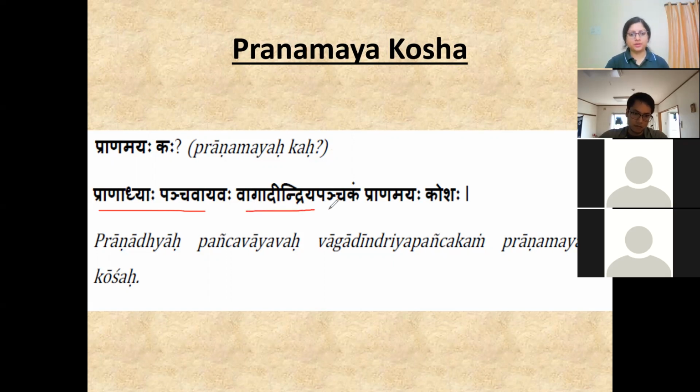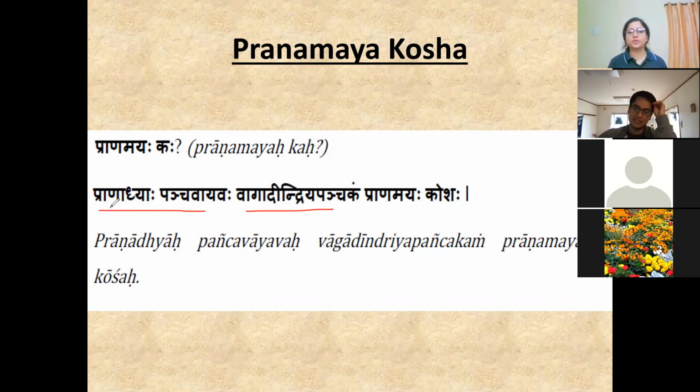Vagindriya Panchaka. Which Indriya? The Vak, etc. Indriya, also called the Karmendriyas, the Pancha Karmendriya. So these 5 pranas plus the 5 Karmendriyas make up the Pranamaya Kosha. Now, which are the 5 pranas? You can tell me, since we've already done this. What are the 5 pranas? Prana, Apana, Udana, Vyana, Samana.